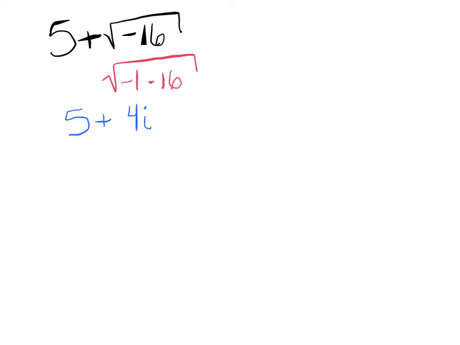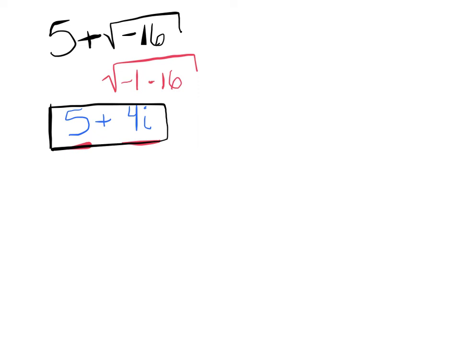And think about combining like terms. We couldn't combine things that weren't the same. Well, here we have a real number, the 5, and an imaginary number, 4i. We can't put those together. One's real and one's imaginary. So we have to leave our answer like this, in complex number form.